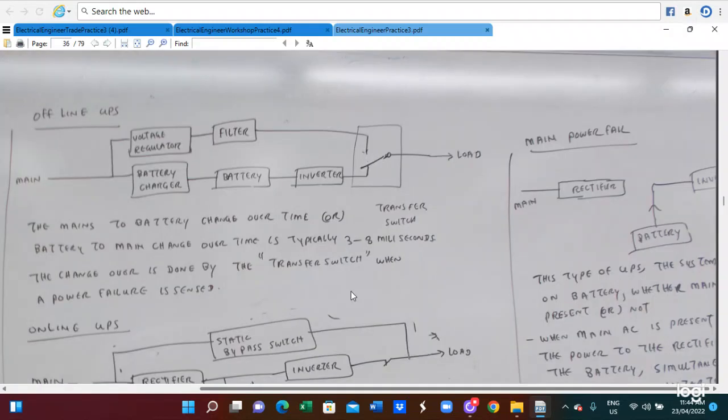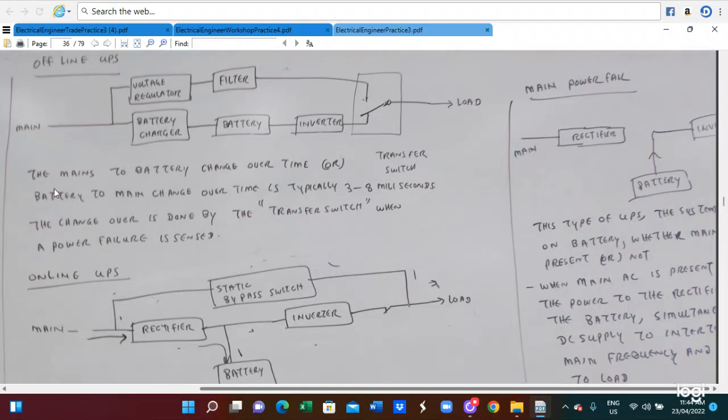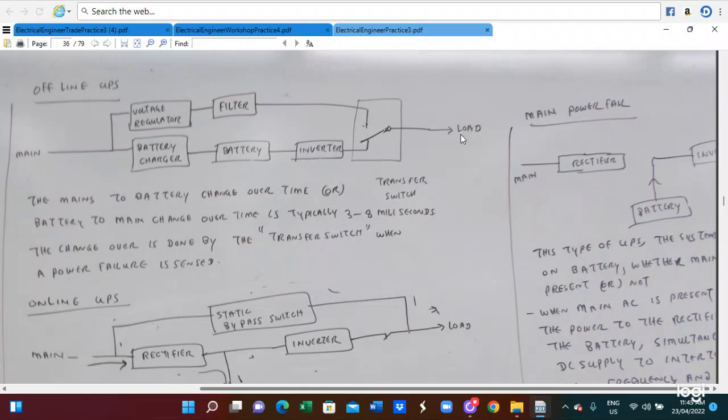So this is the connection of the UPS system, online UPS connection. This is voltage regulator, filter, battery charger, inverter system connected to load. So the main to battery changeover or battery to main changeover time is typically 3 to 8 milliseconds. So during the test time, the changeover is not provided. So this is also the transfer switch. When the load failure is sensed, the transfer switch is connected to the main power load.